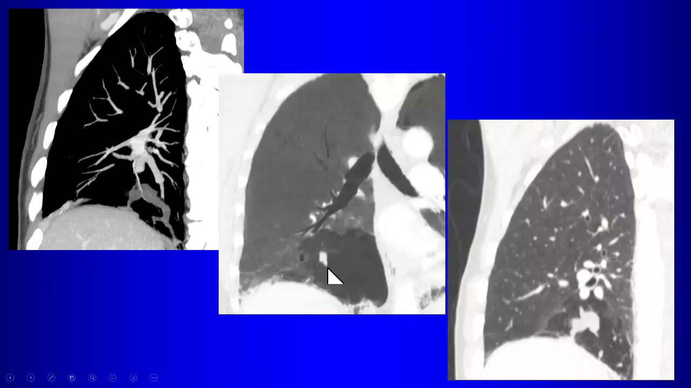By the way, if you're looking for air trapping, what's a nice reconstruction you can do to demonstrate it? What is this called? This is a MINIP, right? As opposed to MIPs that you do when you're looking at blood vessels, maximum intensity projection. If you're looking for air, you do a MINIP, minimum intensity projection. So it shows you the air trapping very nicely. So if you're looking for emphysema, if you're looking for air trapping, you can do MINIPs.